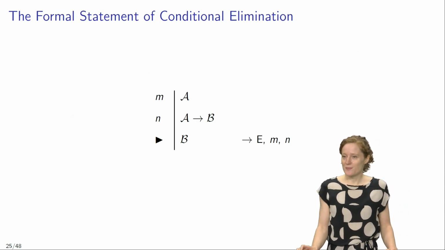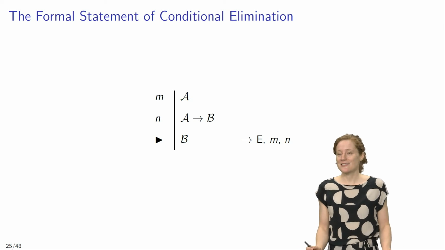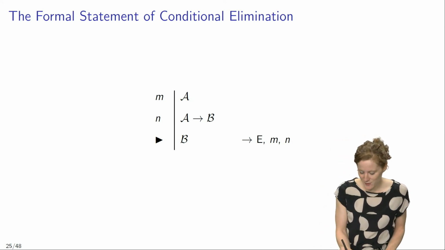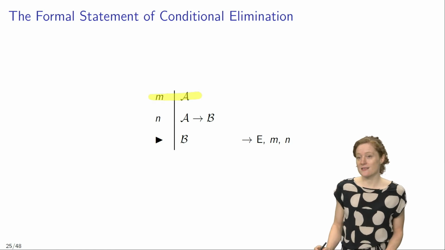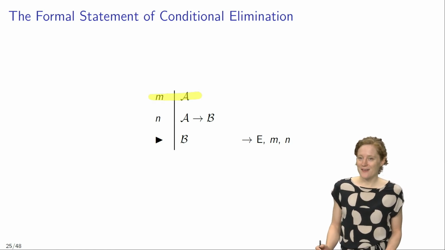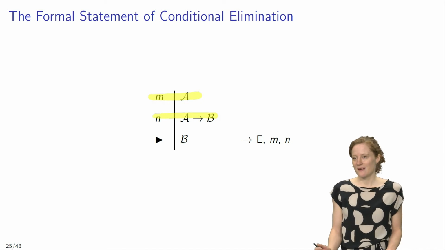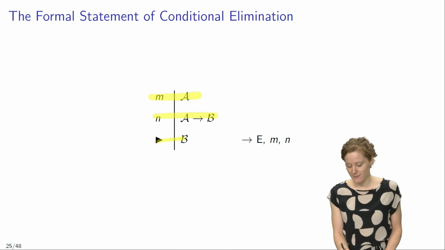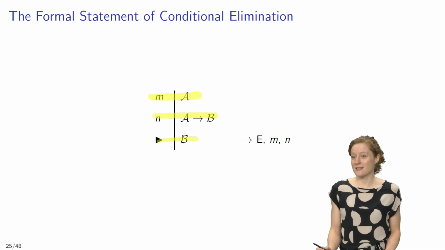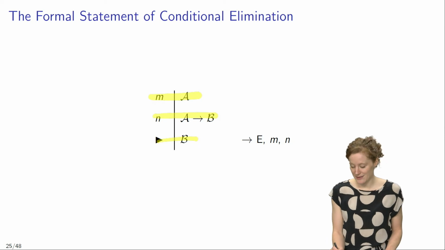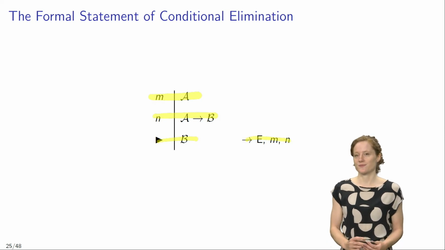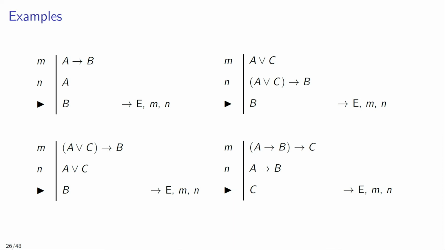Formally, modus ponens, or conditional elimination, looks like this. If in line M of your proof, you have a sentence of the form A, and if in a different line N of your proof, you have a conditional whose antecedent is A, then you can infer the consequent of that conditional, in this case B, and justify this inference by citing conditional elimination applied to lines M and N of your proof. So here are a couple examples of correct applications of this rule.